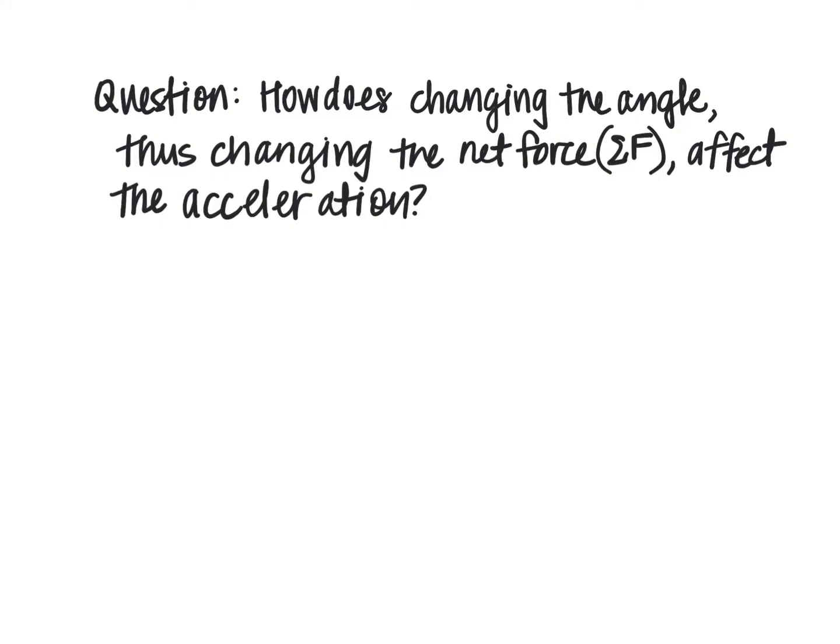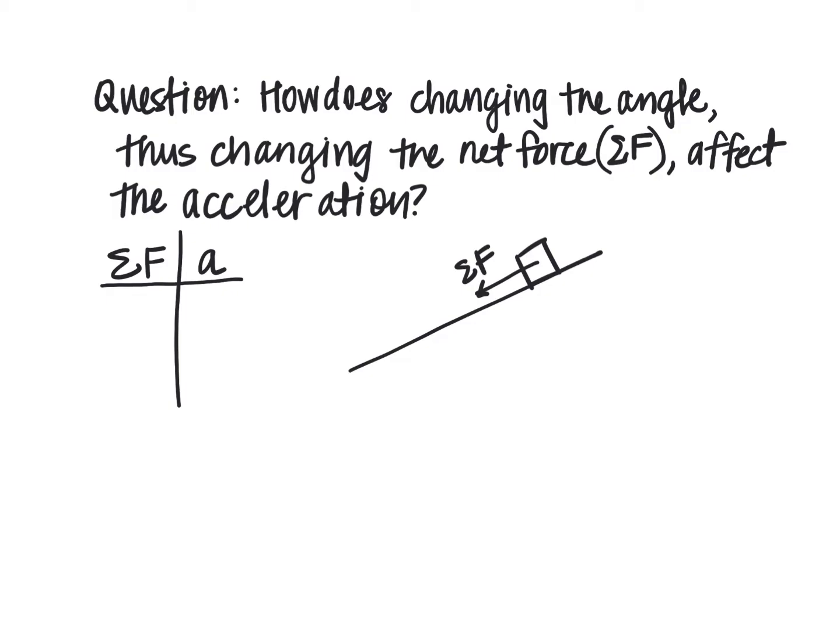So the question we started with is, how does changing the angle, which changes the net force, affect the acceleration? During your experiment, you changed the angle so that you would get a new net force, and then using the motion encoder, you were able to determine the acceleration that net force would cause. When your cart was released from the incline, the net force would be down the incline, and the acceleration would also be down the incline.